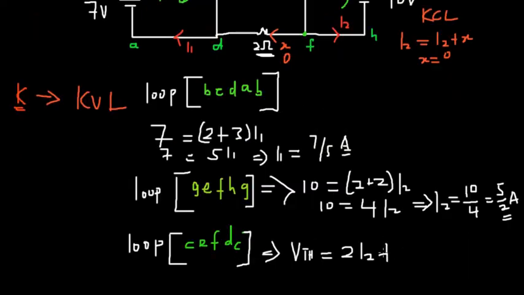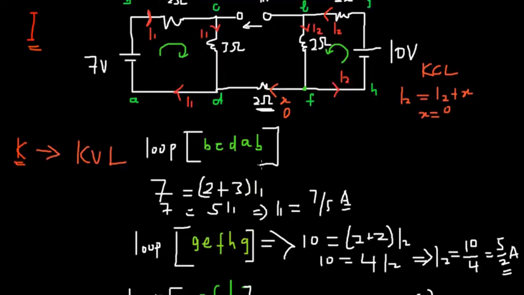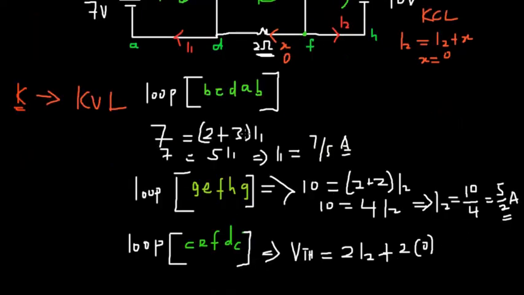So you have 2 times 0, and then we have this to be negative because of the current direction. We are moving in this direction, so the current for the 3 ohm will be negative. So we have negative 3I1.